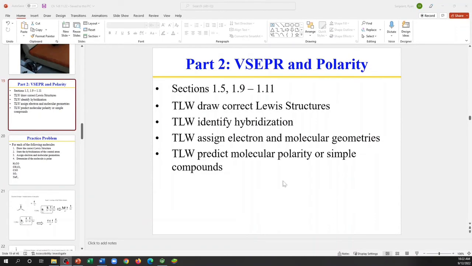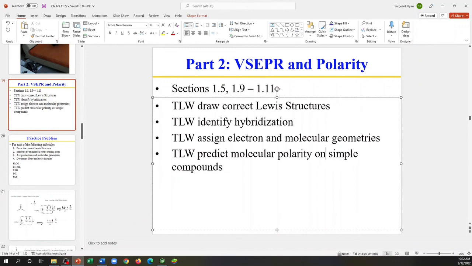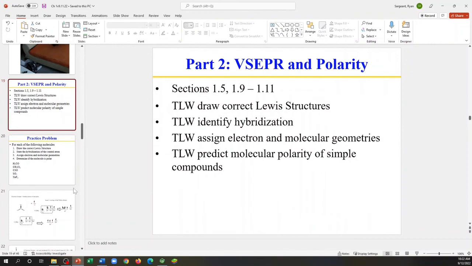Before I stop the video, I want to make sure that I've hit all the learning points. So we draw correct Lewis structures. We did the heck out of that. Identify hybridization. That's based on counting electron groups around the center atom. We talked about electron and molecular geometries. And then we predicted molecular polarity of simple compounds. Okay, that's it for today.